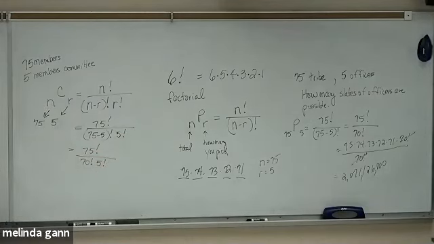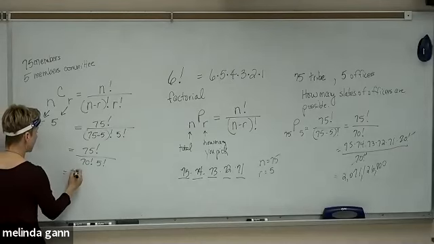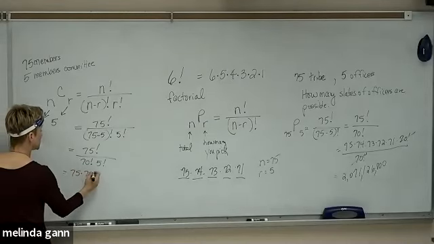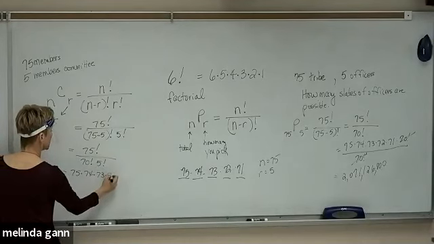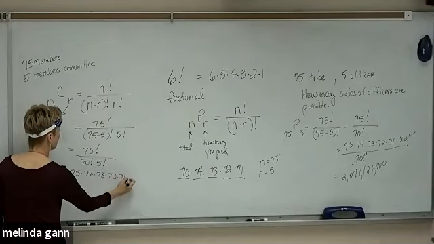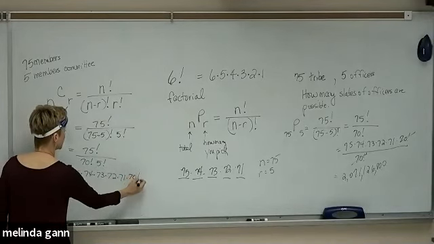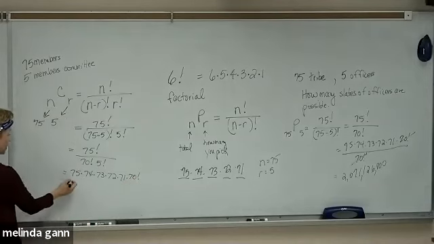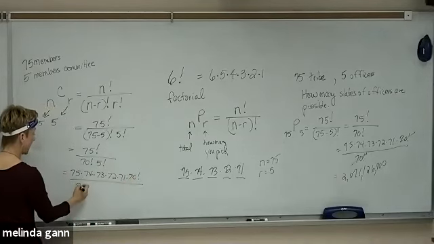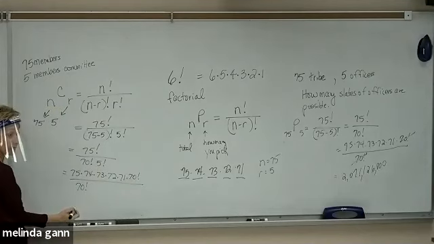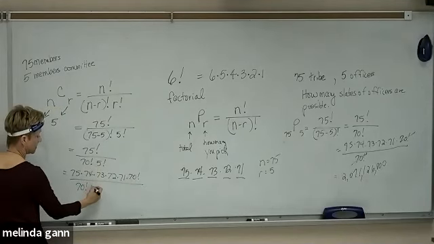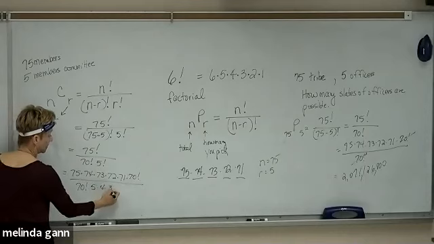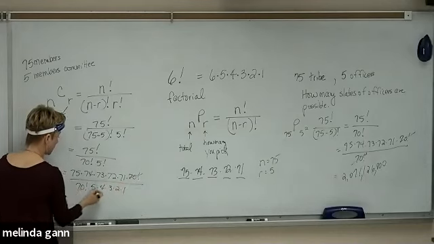Everybody with me? Now, 75 factorial means 75 times 74 times 73 times 72 times 71 times... why am I gonna stop with 70 factorial? That's the problem. Because I've got one on the bottom that I can divide out with, right? And what does 5 factorial mean? 5 times 4 times 3 times 2 times 1. That's right. So 70 factorial goes out.